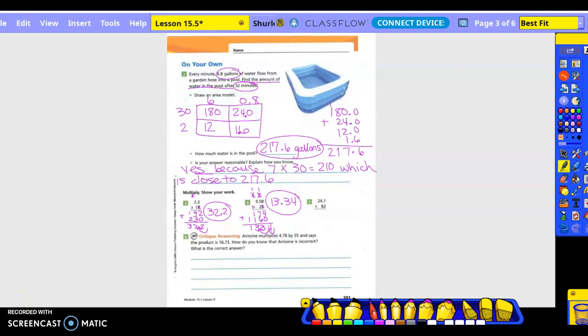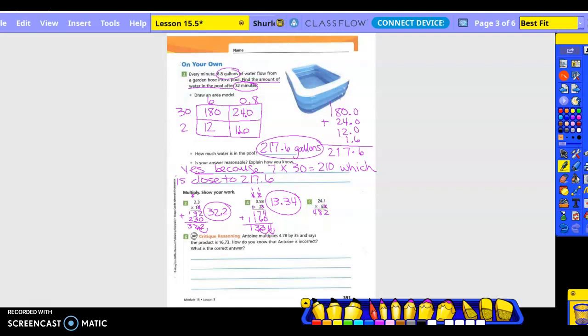Fifth grade Internet lesson 15.5 part 2. So what are we going to do? Regular or regular? Okay. All right, so 2 times 1 is 2. 2 times 4 is 8. 2 times 2 is 4.